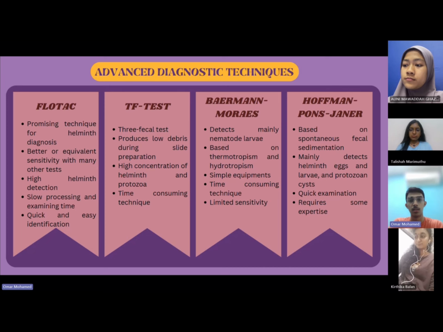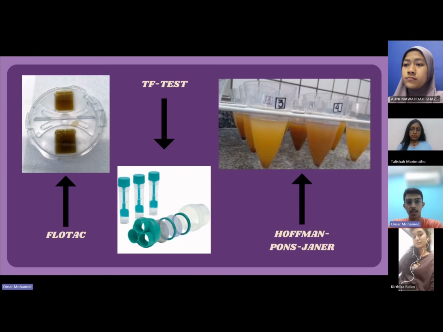In comparison with the gold standard, which is Kato-Katz, the most promising one is the mini-FLOTAC test, which has shown results to be even better or equal in terms of performance and sensitivity in differentiating different species of parasites, especially for Ascaris lumbricoides. And these are the procedures being done.